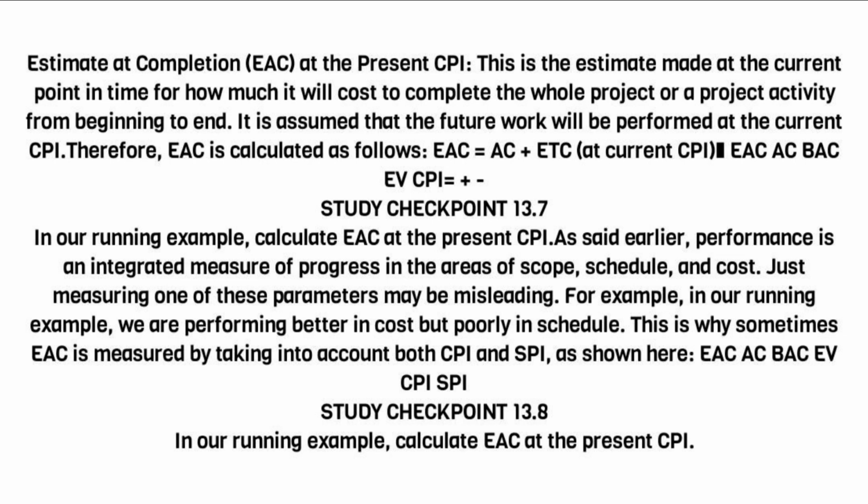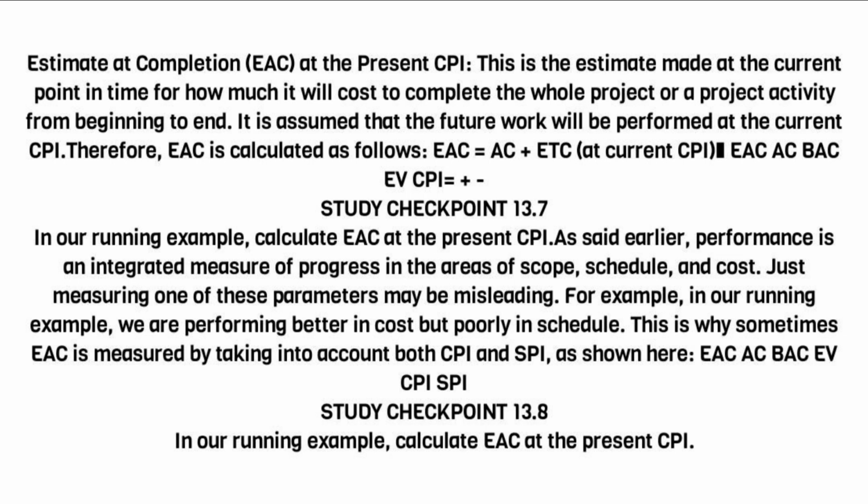It is assumed that the future work will be performed at the current CPI. Therefore, EAC is calculated as follows: EAC equals AC plus ETC. At current CPI, EAC equals AC plus (BAC minus EV) divided by CPI. Study checkpoint 13.7. In our running example, calculate EAC at the present CPI.